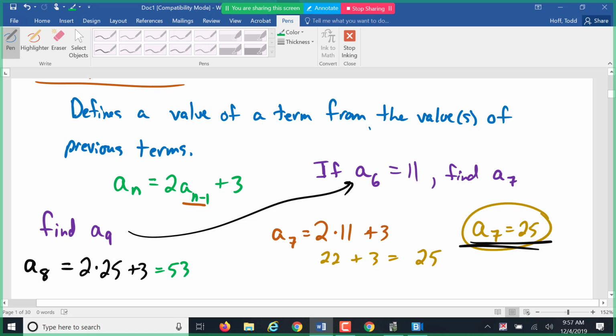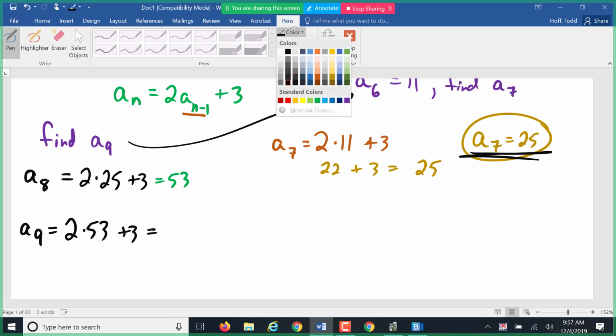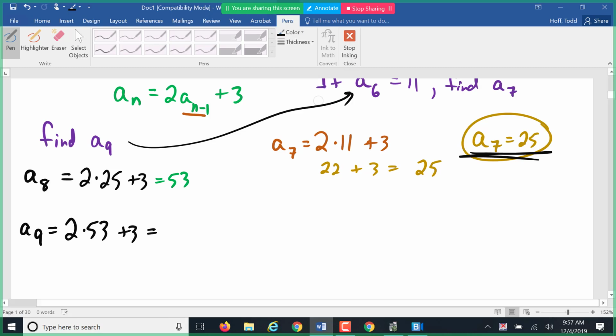So then we'll do the next step to get to a9. It'll be 2 times a8, so 2 times 53 plus 3. Well, 2 times 53 is 106, plus 3 is 109.